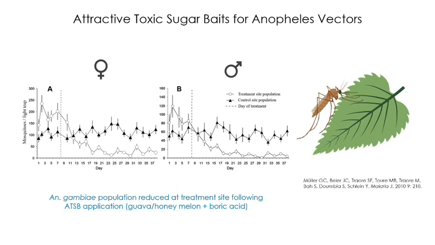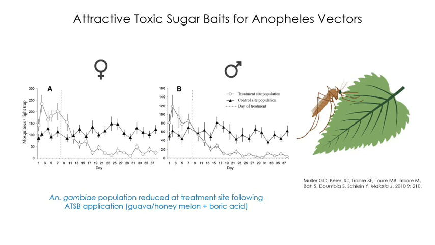So here's just some data from a publication. Gunther Mueller and John Beier have really spearheaded this work over the last couple of decades, showing population reductions in areas where they treated with ATSBs. In their case, they're actually spraying vegetation with a sugar solution that has laced within it boric acid. So that's kind of a common insecticide.